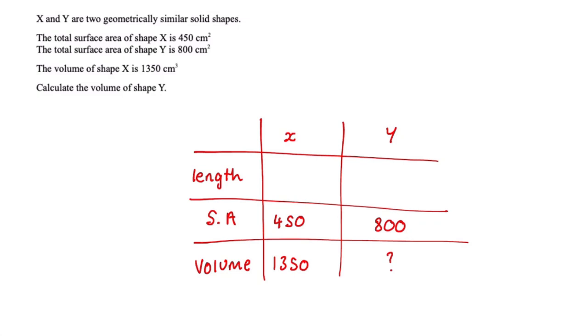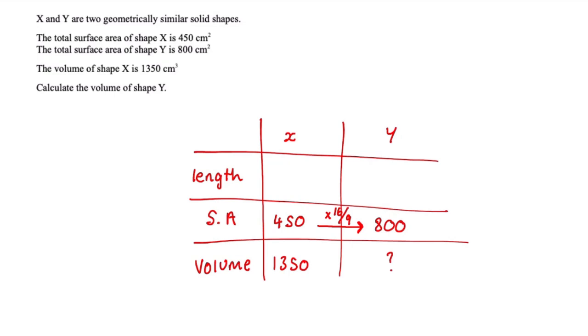Now the way to work this out, this time we're not given the lengths, so we can't work out the scale factor. However, we are given the surface areas, so we can work out what this is over here. 800 divided by 450 gives you 16 over 9. So to get from 450 to 800, you need to multiply by 16 over 9, because if you type 800 divided by 450 into your calculator, you get 16 over 9.